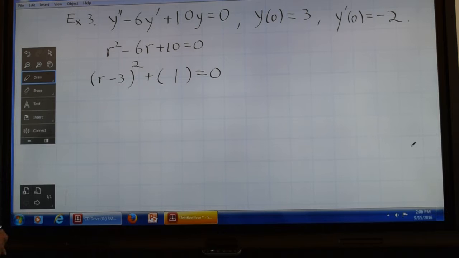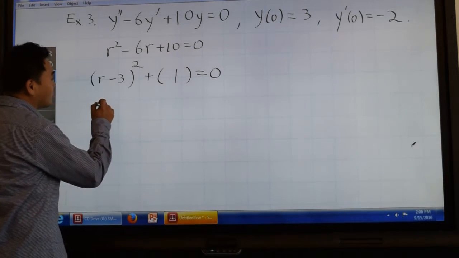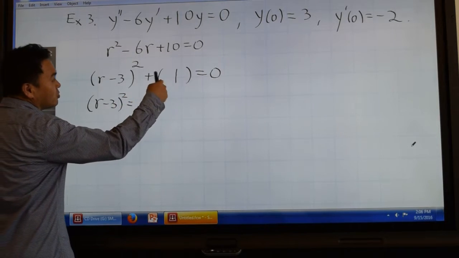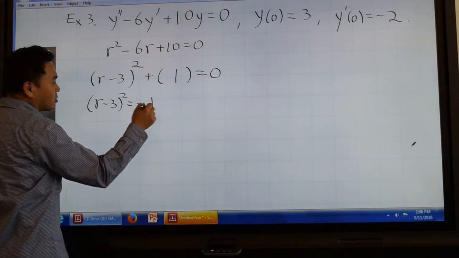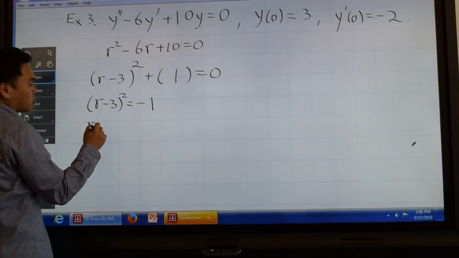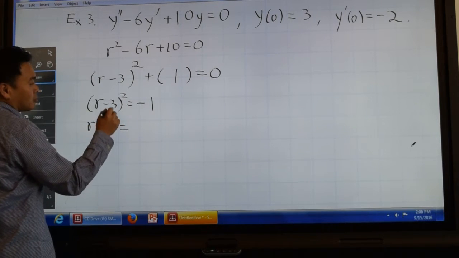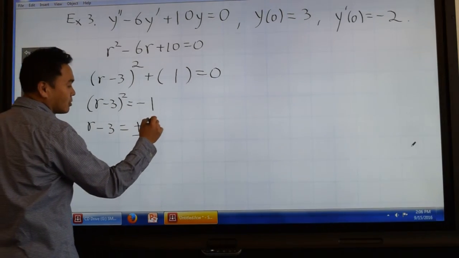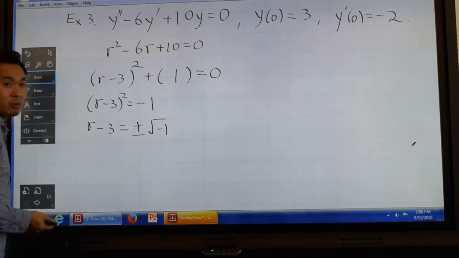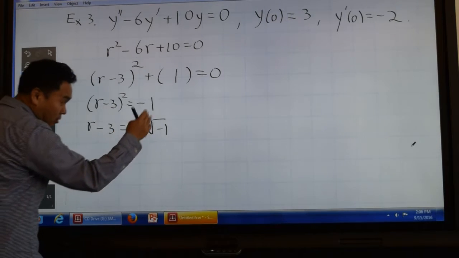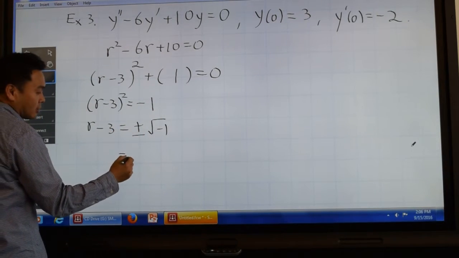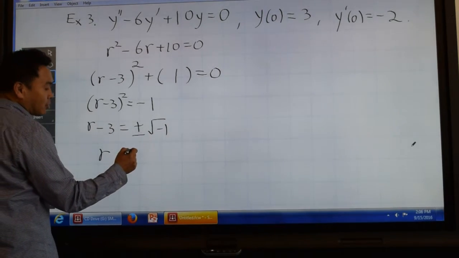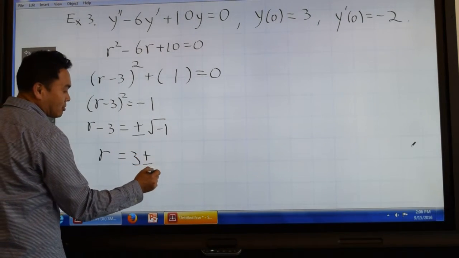Okay? All right, now let's try to solve this. If you move the 1 to the other side, it's negative 1. You take the square root, and make sure whenever you take the square root, you have plus or minus. And we know that the square root of negative 1 is i. And also, if I move the negative 3 to the other side, it's positive 3 plus or minus i.